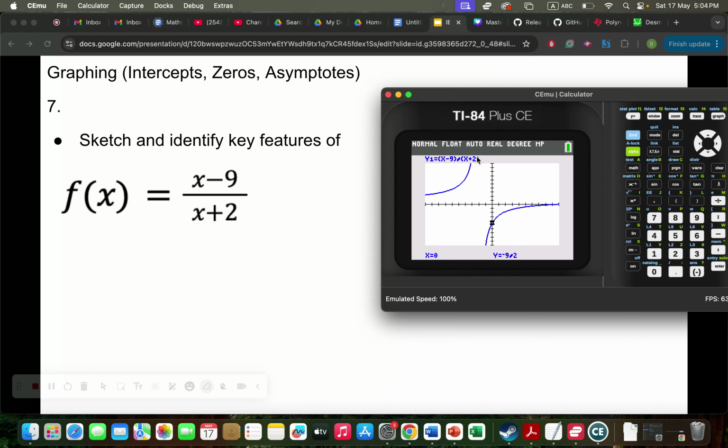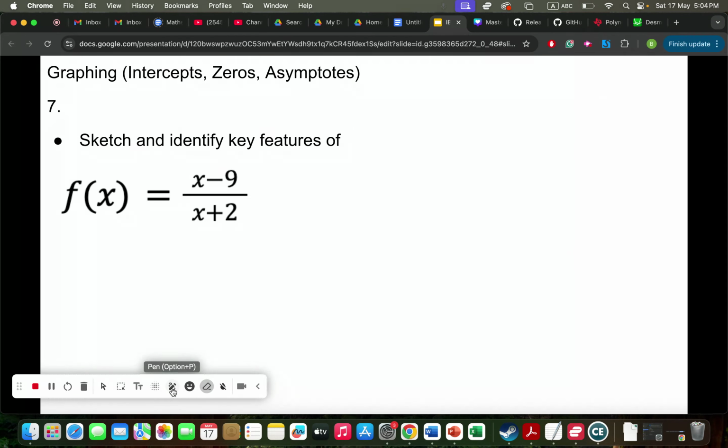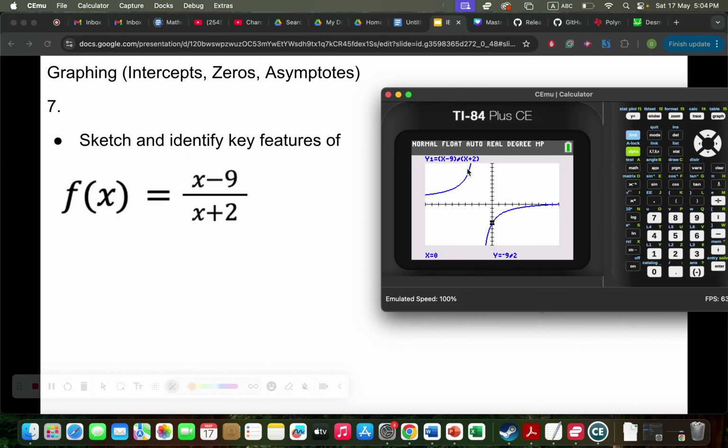Now we know the vertical asymptote is a vertical line that cuts like that. Let me see if I can use my pen here. Nah, it doesn't work on this. It has to be on the screen.